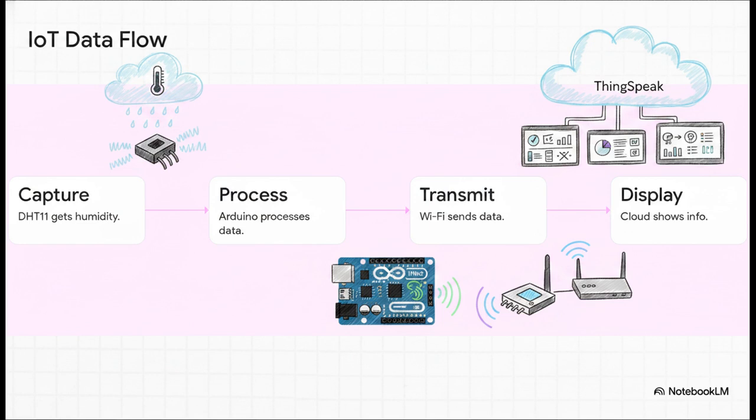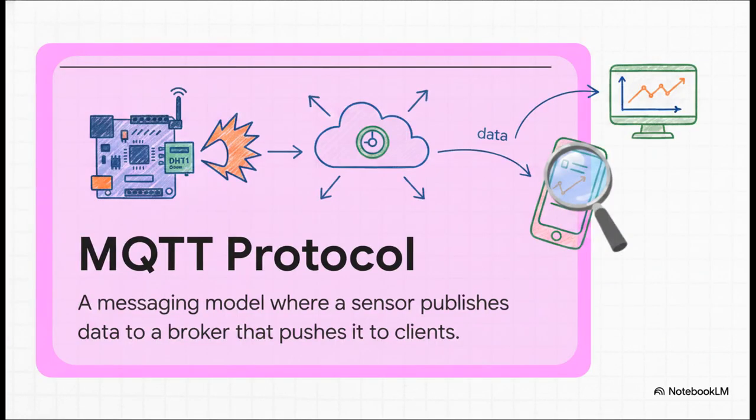Step 4. The data is pushed onto a cloud server. Platforms like ThingSpeak are heavily used to display your room's moisture levels globally on a cool dashboard. But how do these devices actually talk to the cloud? Behind the scenes, IoT systems often use the MQTT protocol, which relies on a simple publish and subscribe model.